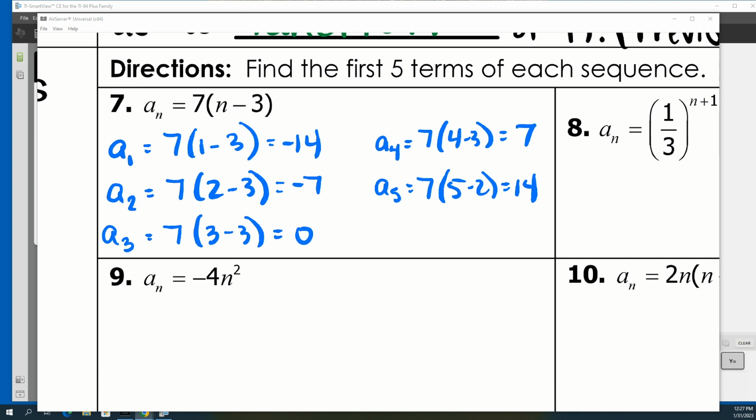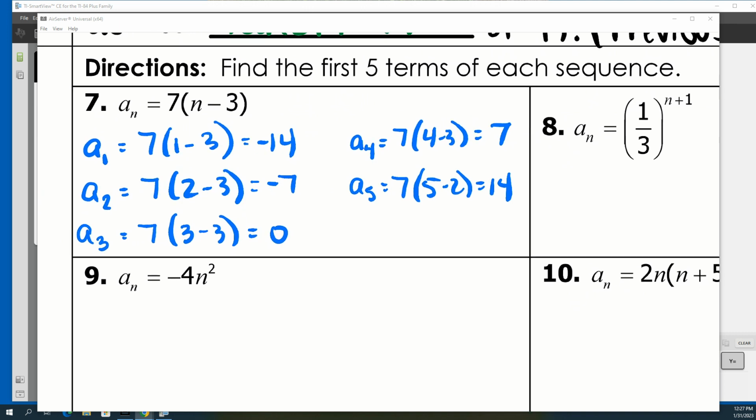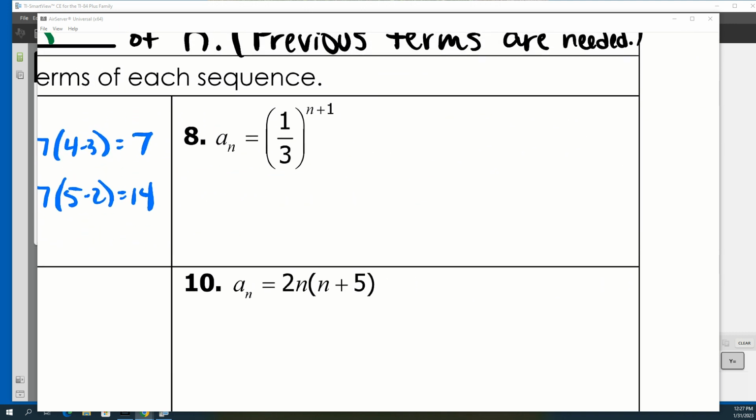Now, what I feel like a lot of my students like to do on explicit is just put it into the calculator and then get the list from the table. So I'm going to show you how to do that. If you want to do it that way, it's way quicker. So let's do that for example 8. So what we'll do is go to y equals. And then when you type it in, you're not going to put n in. You're just going to use x.